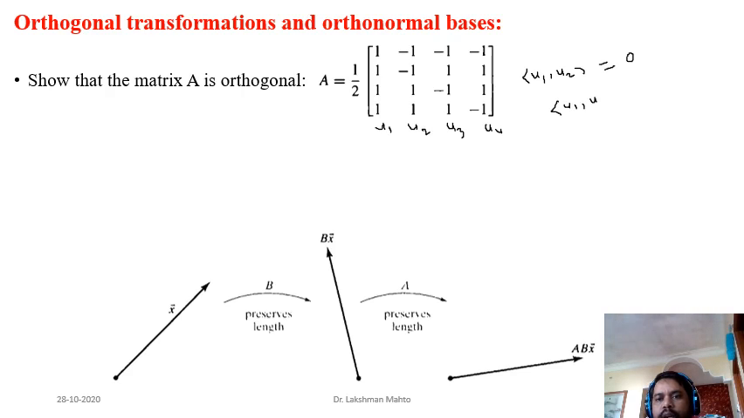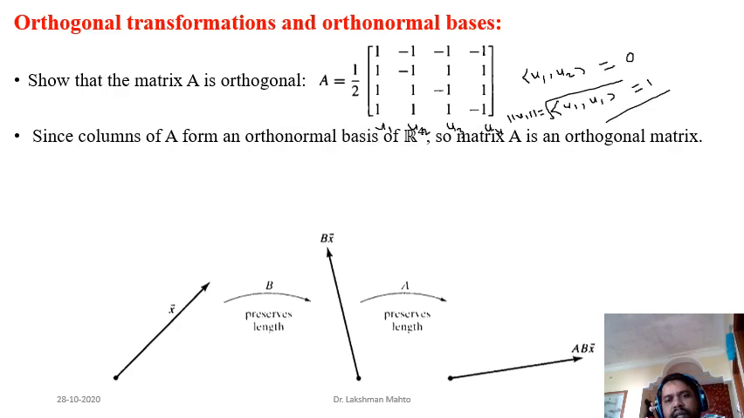Also find the norm of u1. The norm of u1 is the square root of the inner product of u1 with itself. So you will see that the norm of u1 is just 1. So by verification, the given matrix is an orthogonal matrix.